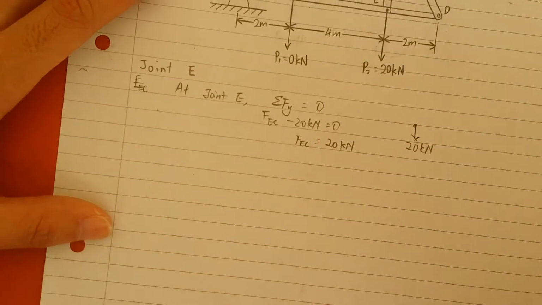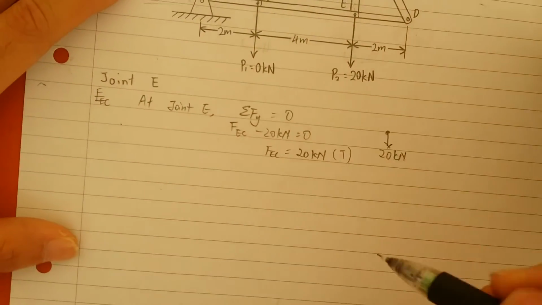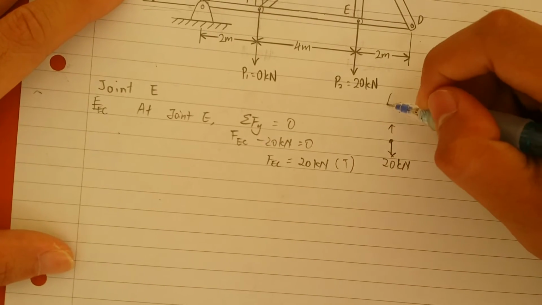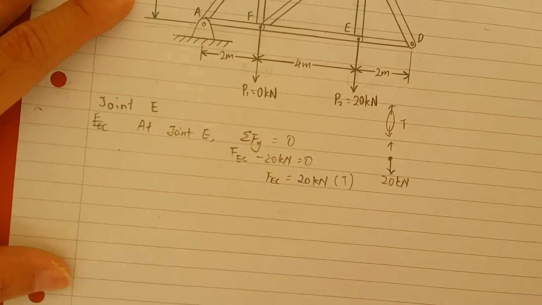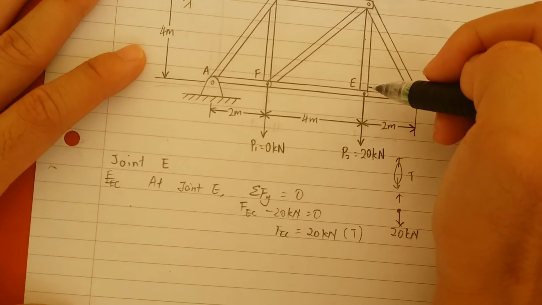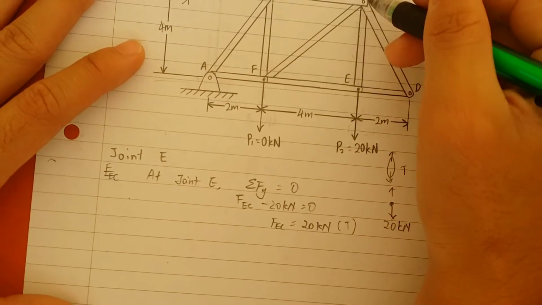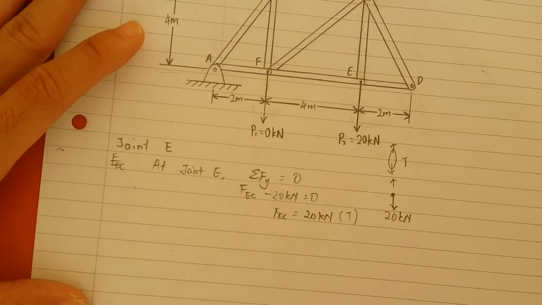And it is tension, because it is going up. All members are assumed to be in tension at first. So the force along FEC is 20 kilonewton, tension.